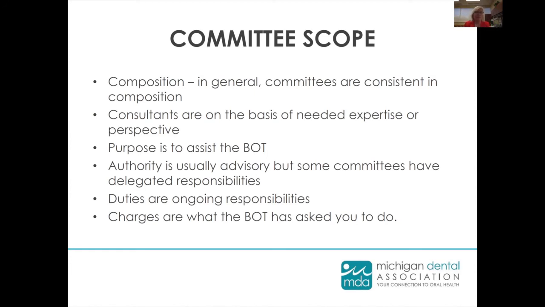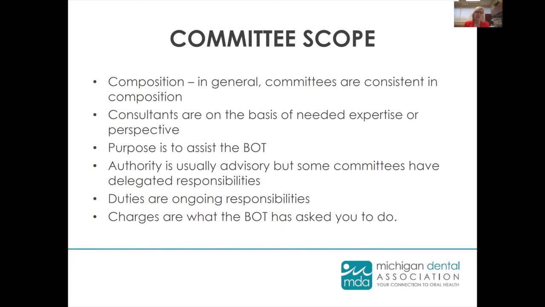We also have the opportunity for consultants to committees, and consultants are approved on the basis of needed expertise or perspective. So consultants, generally speaking, are not used in order to expand the size of a committee or to allow people to continue to serve after their terms are over, but instead because of specific expertise or perspective that the committee relies upon. The committee scope for the committees are to assist the Board of Trustees in overseeing the work of the association.